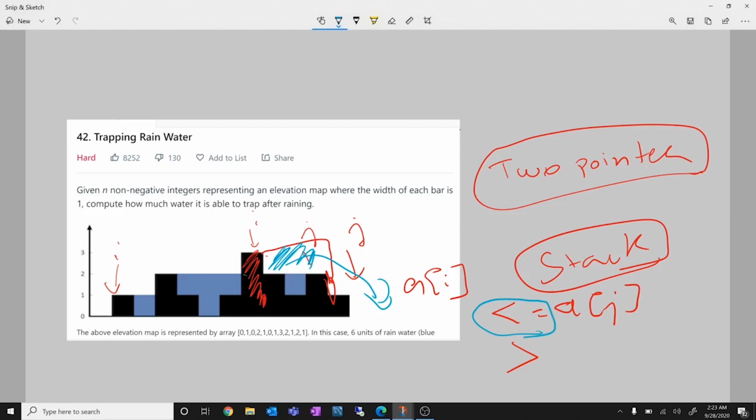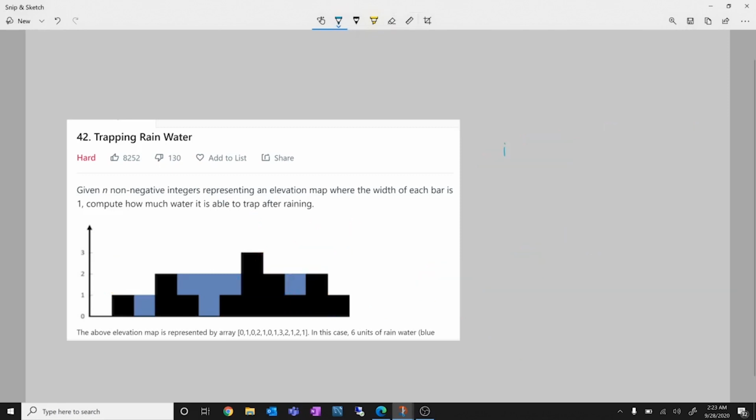Even if it would have been equal, let's consider this building, it doesn't matter whether I take i or j, this area can be filled with water. So this is what I have to take, whichever building is lesser or equal. Now this decides for us whether I have to take i or j. What after this? Let's say my j is here at any point and my i is here.